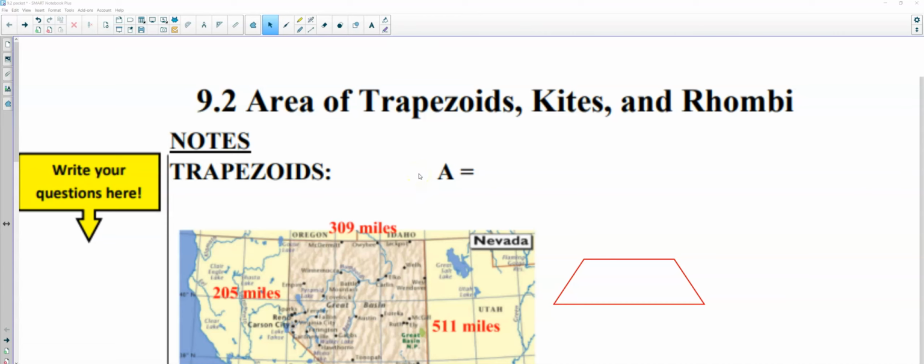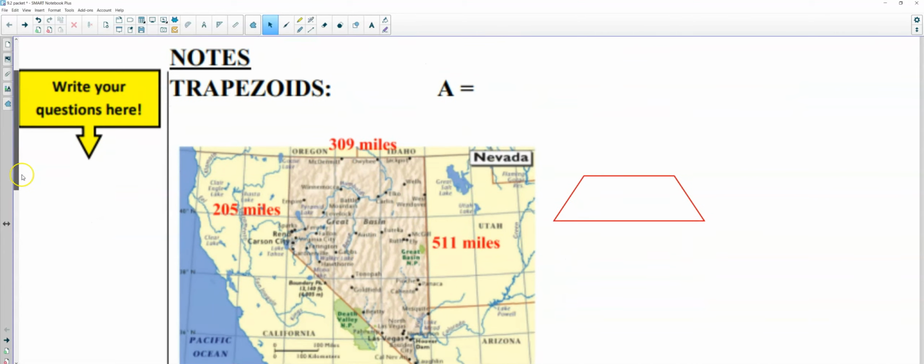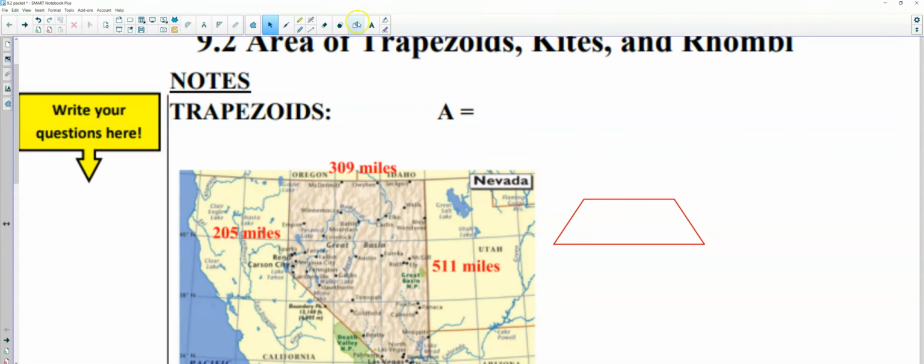Okay, today we're going to be talking about the area of trapezoids, kites, and rhombi. Rhombi is the plural for rhombus, okay? The first thing we want to know is the formula for the area of a trapezoid. Well, let's see where we get that from, okay?